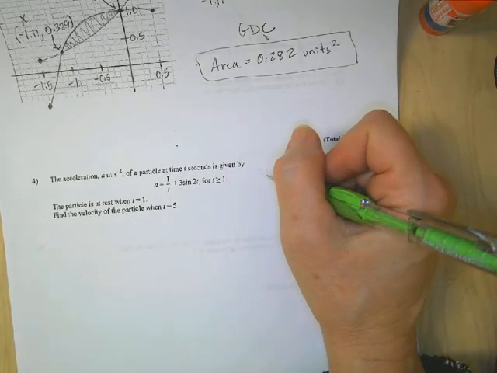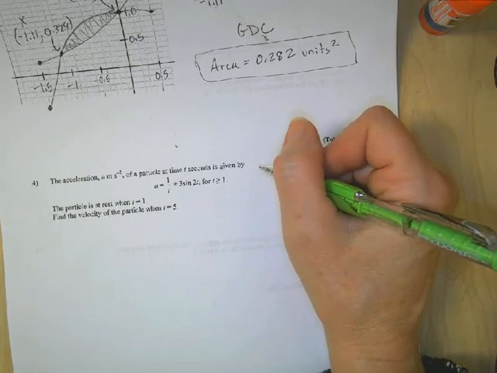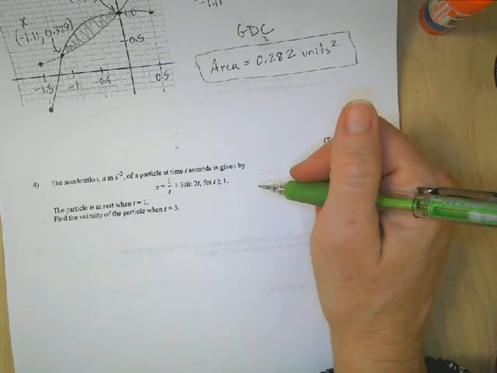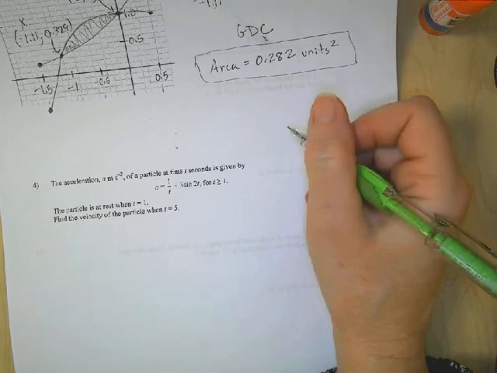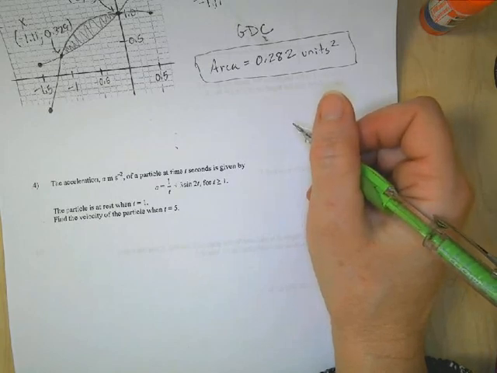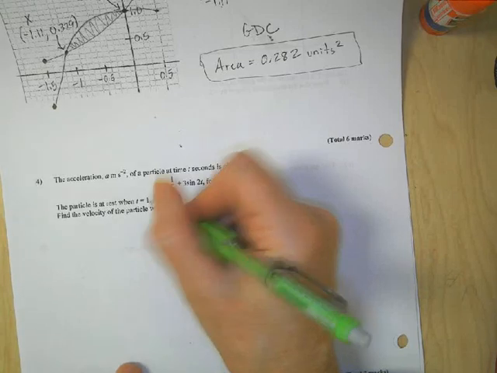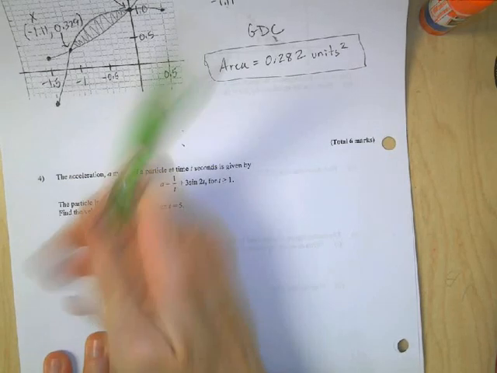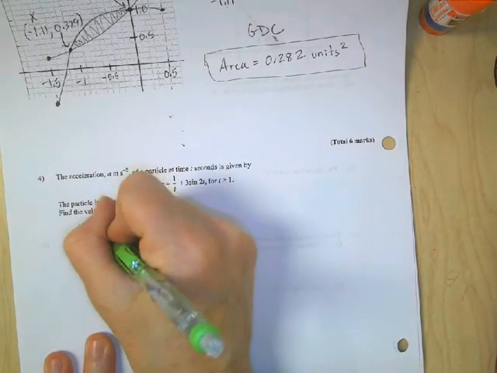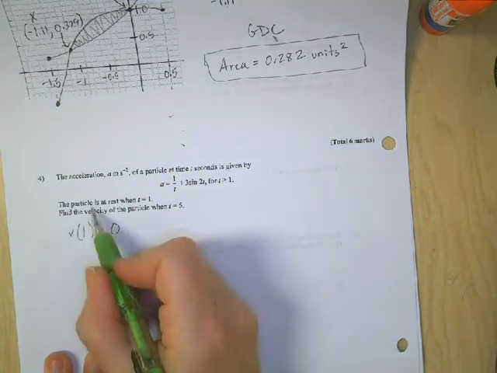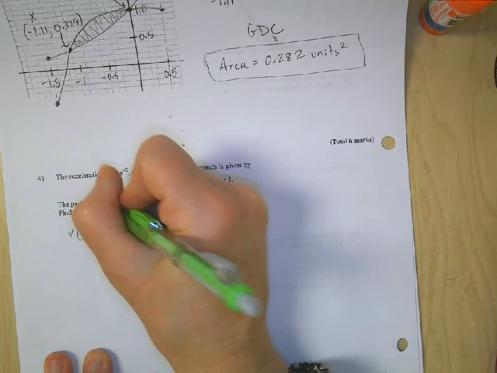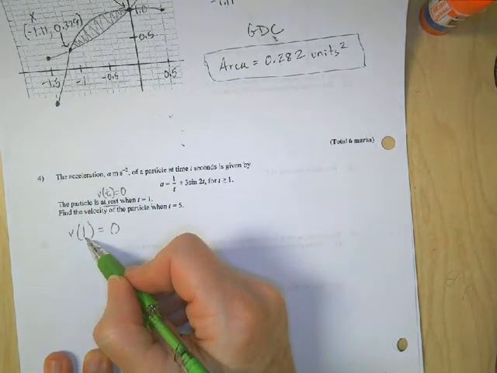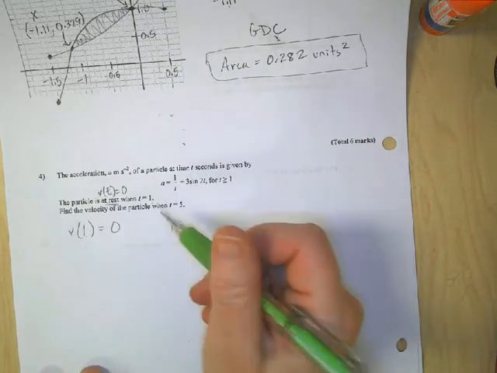Okay, the acceleration, a, meters per second squared, of a particle at time t is given by this function. So this is my acceleration function. The particle is at rest when t equals 1. So I know that the velocity when t is 1, the velocity at 1 second, is equal to a speed of 0. So when it says at rest, that means the velocity, that means v of t is equal to 0. So when is v of t 0? When t is 1. So v of 1 is equal to 0. Okay, find the velocity of the particle when t equals 5.